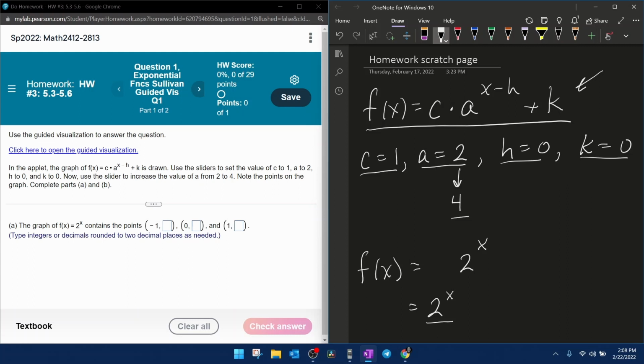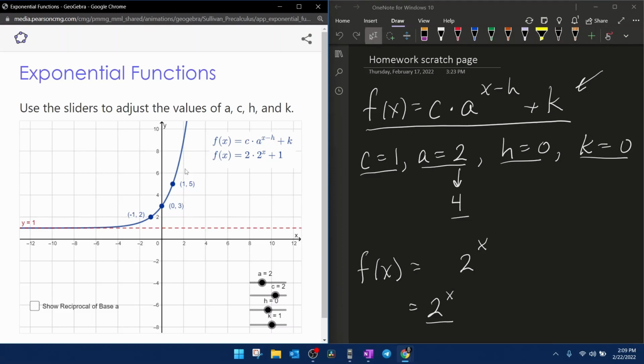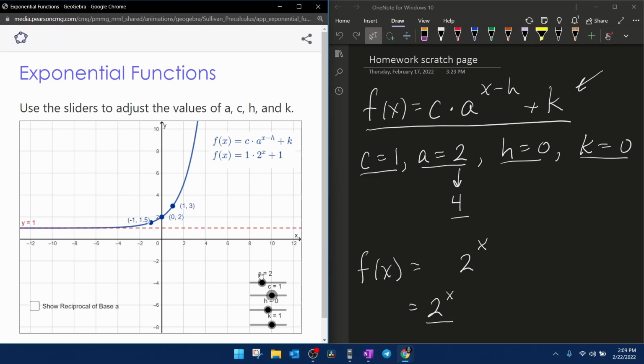It says graph the function f of x equals 2 to the x. And then we're going to generate the y values when x is negative 1, 0, and 1. All right, so here we have our applet open. We're going to set our values. First, c sets to 1. A is already set to 2 in my window. H and k both need to be set to 0.